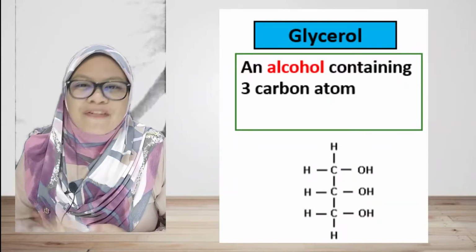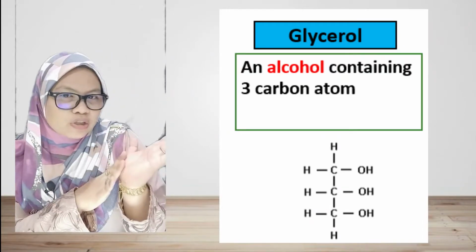Another monomer that makes up lipid is glycerol, a type of alcohol which has 3 carbon atoms. So look at the structure of glycerol.